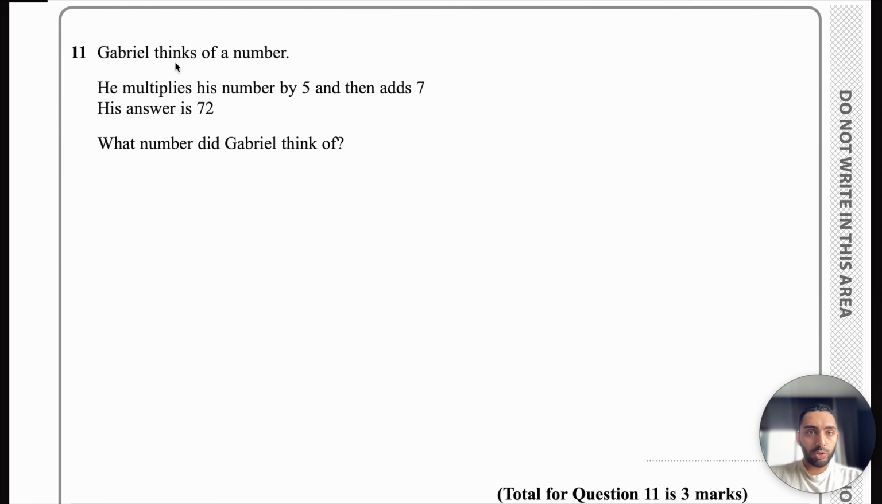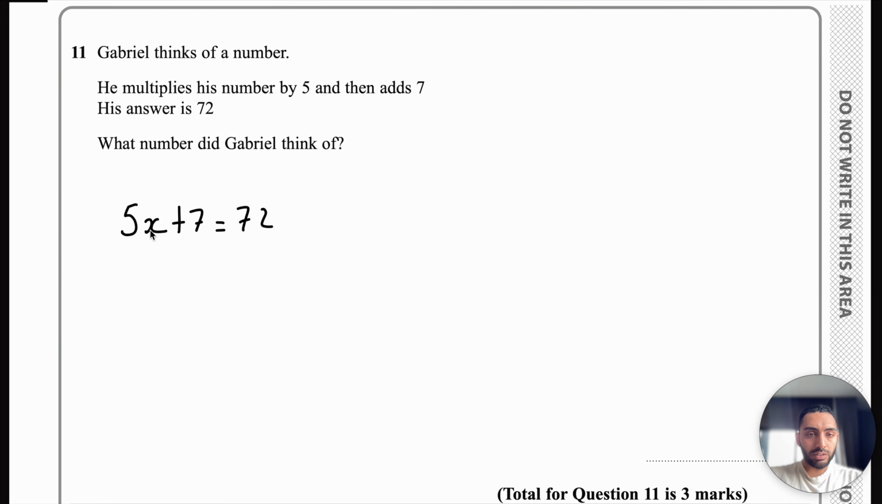Question 11. Gabriel thinks of a number. We're going to choose to label this number as X. He multiplies his number by 5, so we can write it as 5 times X, or 5X, and then add 7, so adding 7 to this. His answer is 72, so that's equal to 72. What number did Gabriel think of?